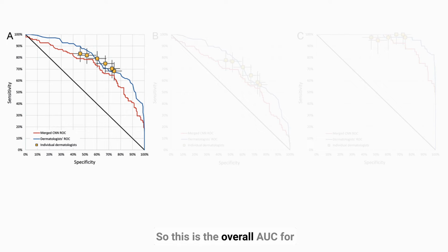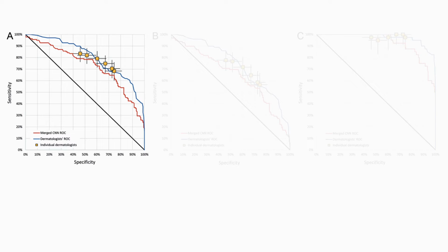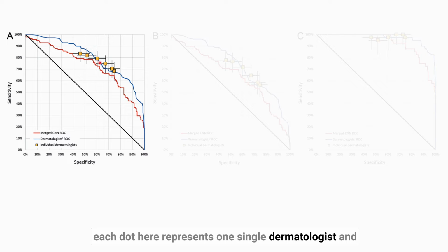So this is the overall AUC for the sensitivity and specificity for correctly identifying invasive melanomas. And as you can see up here, each dot represents one single dermatologist, and the combined AUC for the dermatologists, the ROC curve, is up here. And it is superior to the CNN, which is down here.